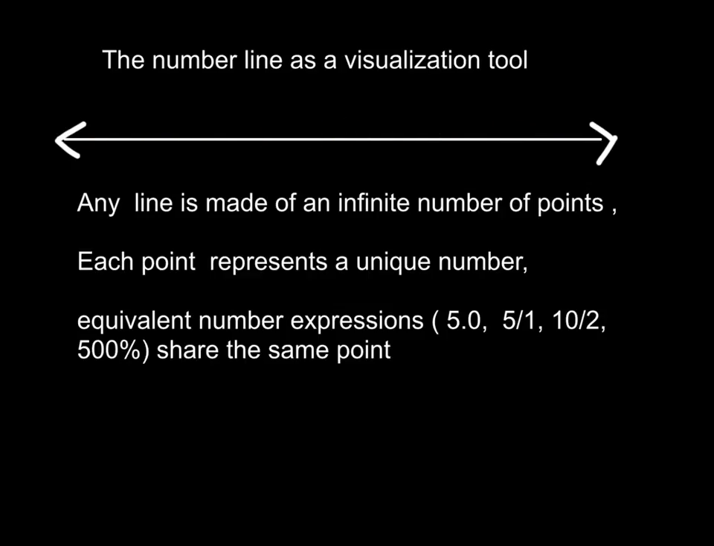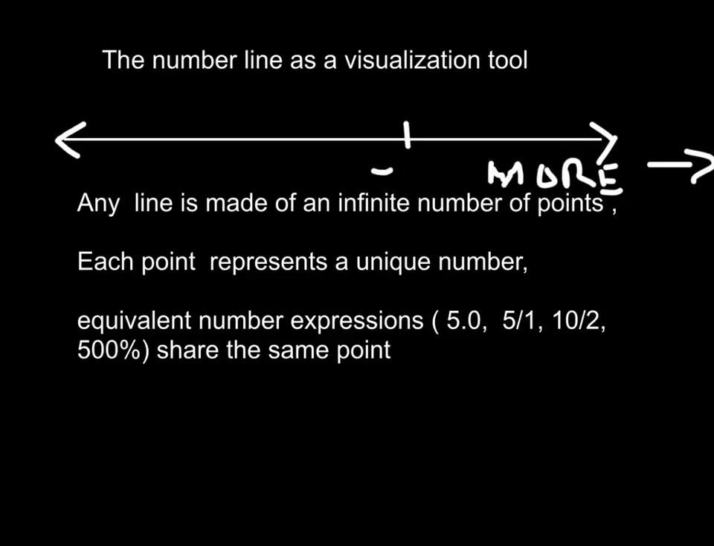So every single point on this line represents a unique number. As you go to the right, the numbers are greater. As you move to the left, the numbers are less. So you should always set up your number lines so that more or greater is to the right. This is true even if you're dealing with entirely negative numbers.